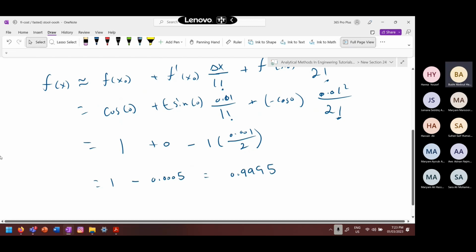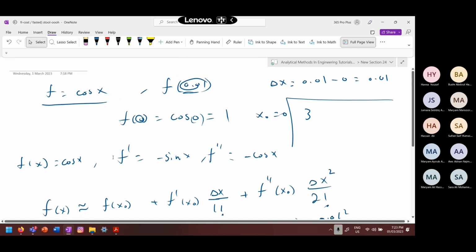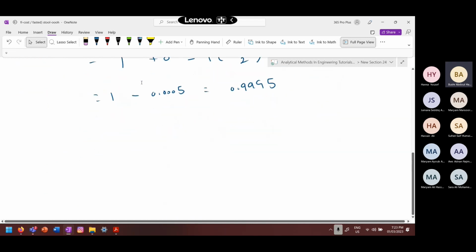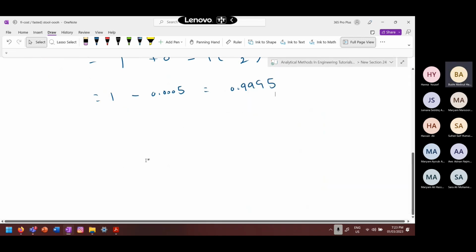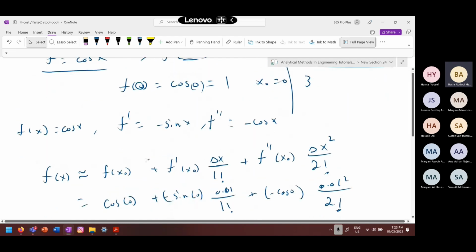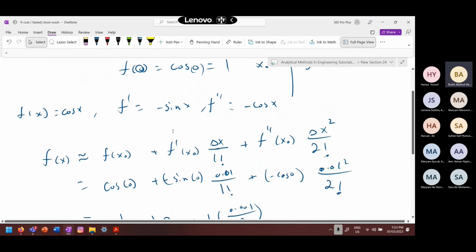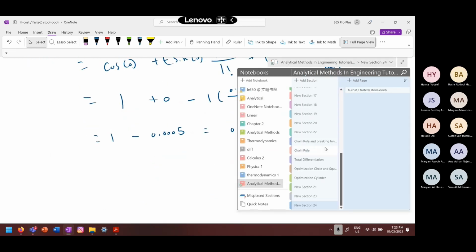So approximately cosine 0.01 is approximately equal to 0.99995. Okay, that's the Taylor series for this. You can check with your calculator later, but this is the method to use. You can use further differentiations. Let's say they're just asked for the first two or maybe the first three. That's it. That's for simplification. Okay. You go to optimization.